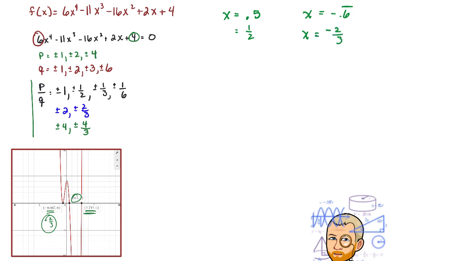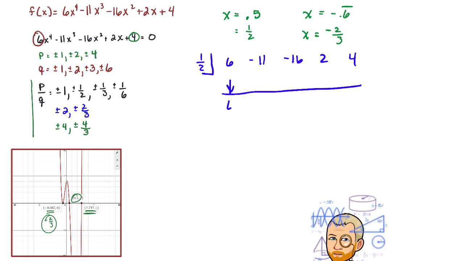That'd be a 2/3. So we can check either one first using synthetic division. I'm going to do the half first because I think that'll be easier. I'll write down my coefficients. And I say it's going to be easier because all I have to do is take halves of things when I multiply them.